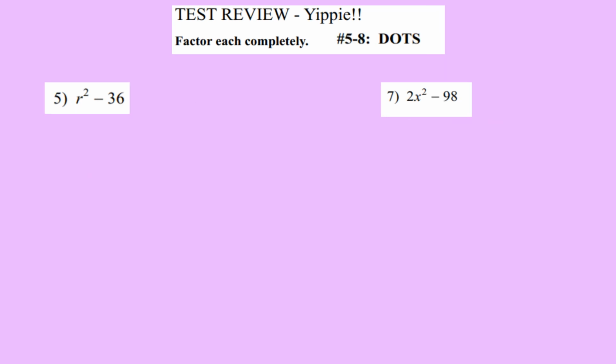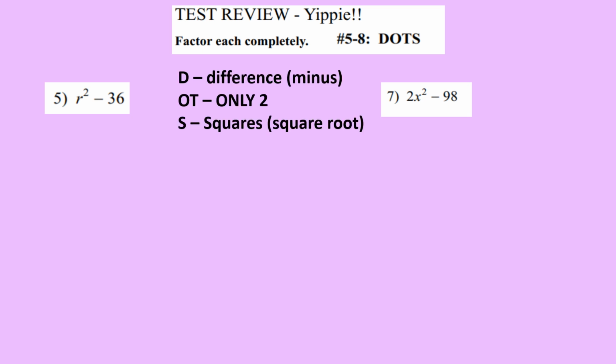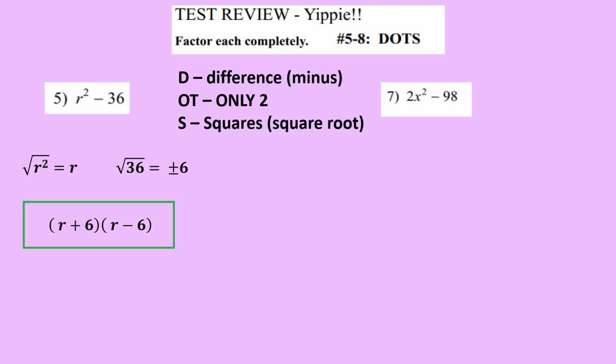All right, our next ones, numbers 5 through 8, we are factoring difference of two squares. Remember, we're looking for the difference, the minus sign, only two terms, and that they're perfect squares, meaning I can take the square root. So in number 5, r squared minus 36, I have a minus, only two terms, and I can take the square root of r squared, it's r. And the square root of 36 is both positive and negative 6. Those become our two factors, r plus 6 and r minus 6. If you were to go through and multiply them back together, you would get exactly what you started with. The terms in the middle, when you add them together, would cancel or equal 0.